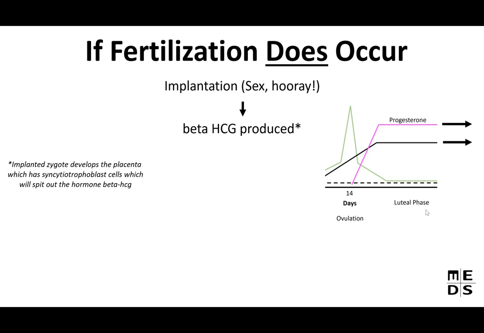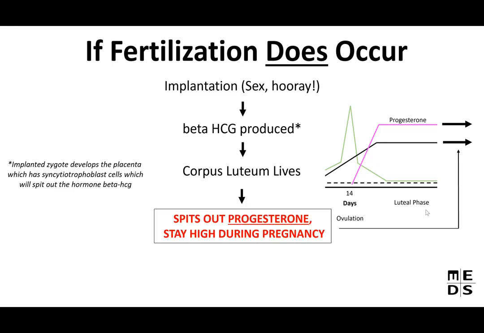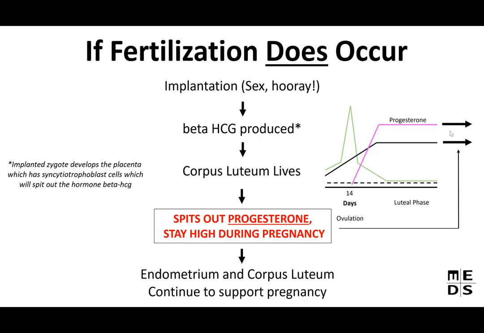So if you have a fertilized egg, it's going to make beta HCG. It's going to tell the corpus luteum to keep sticking around. And if that can happen, it's going to still continue to make progesterone. So it'll stay high during pregnancy. And you can see over here in the graph that if you do have fertilization and implantation, it's going to make beta HCG and it's going to tell the corpus luteum to continue to make steroids. If this happens, then the endometrium is going to be sustained and supported. Therefore, it's not going to slough off and you will not have a menstruation. It won't slough off because you're actually using it for a pregnancy. So again, endometrium and corpus luteum continue to support pregnancy.